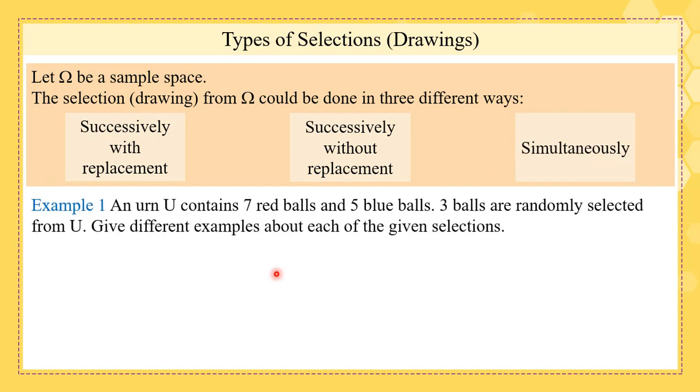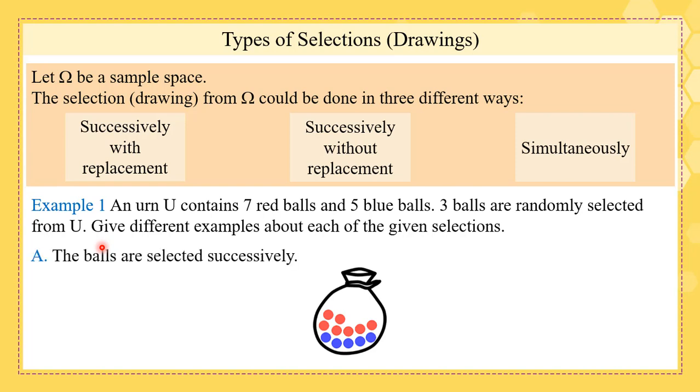Let's see this example. An urn U contains 7 red balls and 5 blue balls. This is the urn. It contains red and blue balls. 3 balls are randomly selected from U. We need to choose 3 balls from this urn. The question is to give different examples about each of the given selections. Well, if the selection is done successively, give me an example about 3 balls that are selected successively.